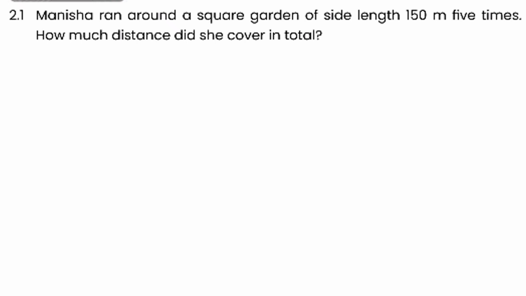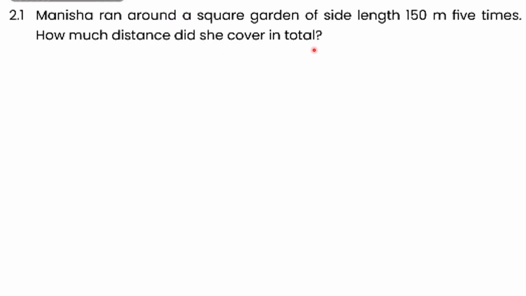Hello class 6. Today we will study word problems related to perimeter. So your first question is: Manisha ran around a square garden of side length 150 meter 5 times. How much distance did she cover in total?